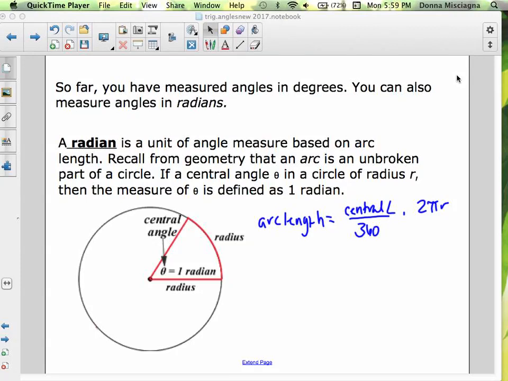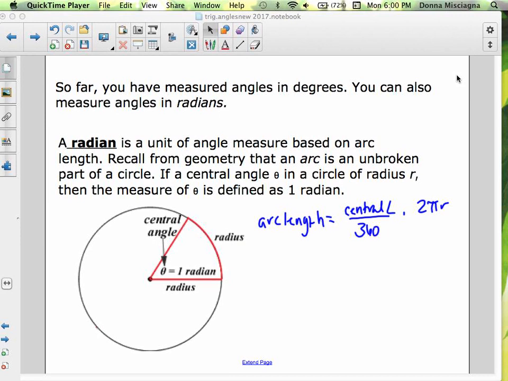Right, continuing right along here. So far you have measured angles in degrees. You can also measure angles in radians. A radian is a unit of angle measure based on arc length. Recall from geometry that an arc is an unbroken part of the circle.